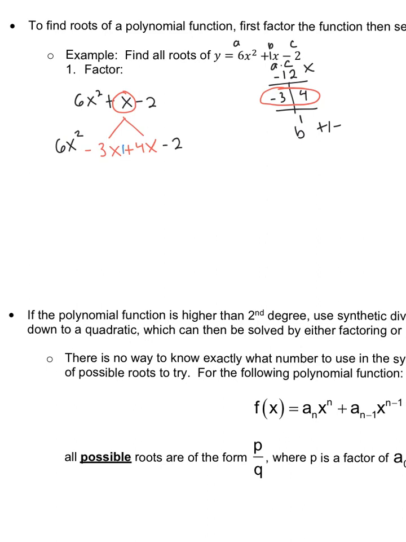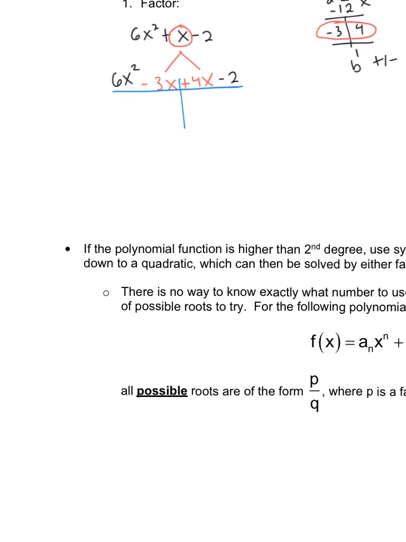Then you're going to split it into two groups of 2 and take out the GCF on both of those groups. So between the 6x squared and the -3x, my GCF is 3x. 6x squared divided by 3x is 2x. And -3x divided by 3x is -1. On the other side, between the 4x and the -2, the largest number that you can take from both is a 2. 4x divided by 2 is 2x, and -2 divided by 2 is -1.